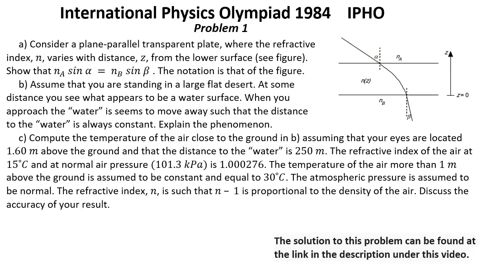1.000276. The temperature of the air more than 1 meter above the ground is assumed to be constant and equal to 30 degrees Celsius. The atmospheric pressure is assumed to be normal. The refractive index n is such that n minus 1 is proportional to the density of the air. Discuss the accuracy of your result.